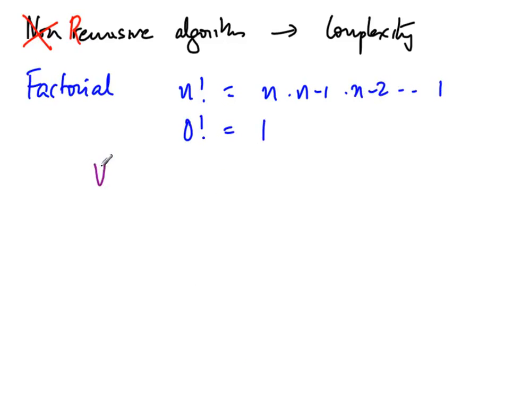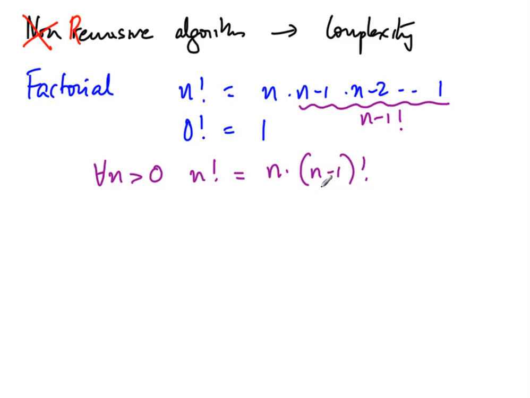We can say that for all n bigger than 0, where this inverted A stands for "for all", n factorial is given by the following formula. It's n times, and notice that this whole thing is just n minus 1 factorial. So it's n times n minus 1 factorial. This is a recursive formulation, and it gives us immediately a recursive function for factorial of n. If n is 0, return 1, otherwise return n times factorial of n minus 1.